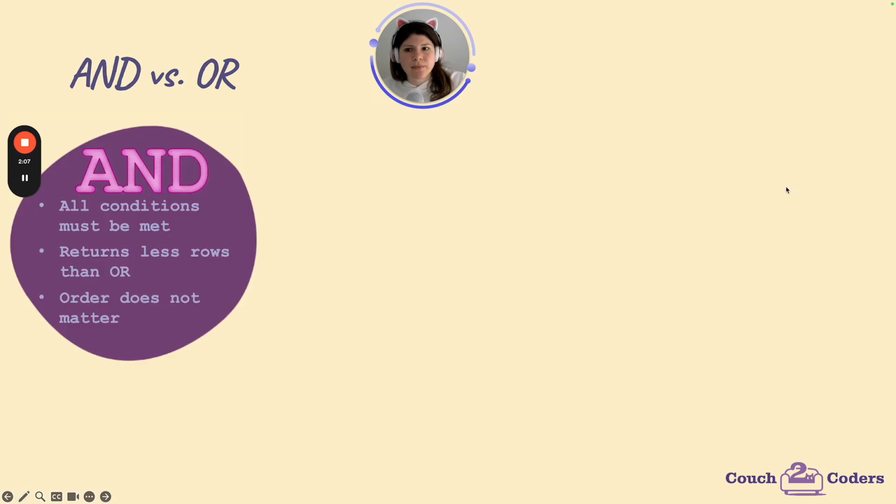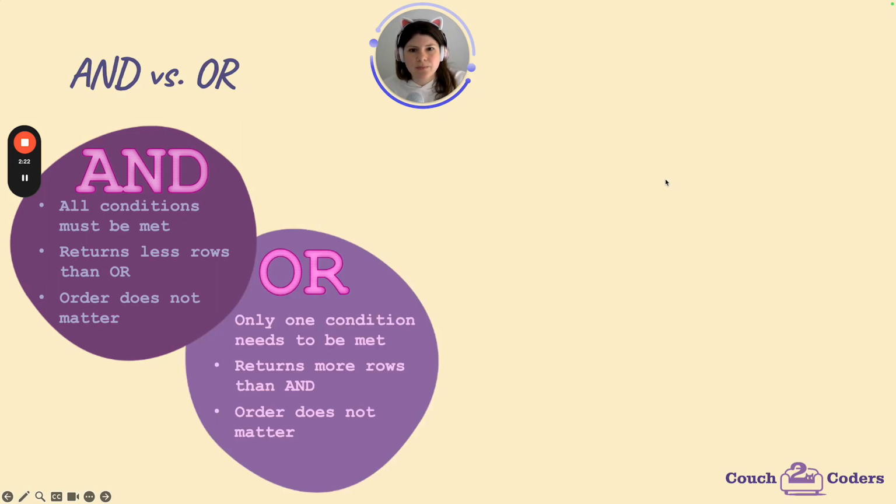And versus or. So and is a condition where all of the criteria must be met. In general, this returns fewer rows than an or, and the order does not matter. So I could say black and white and pink, or I could say pink and black and white. It doesn't really matter. In comparison with or, you might have a list of criteria, but only one condition needs to be met for anything to be returned. This returns more rows than an and statement, and again, when you're only using ors, the order does not matter. I can do black or white or pink. I could do pink or white or black. It will return the same thing.